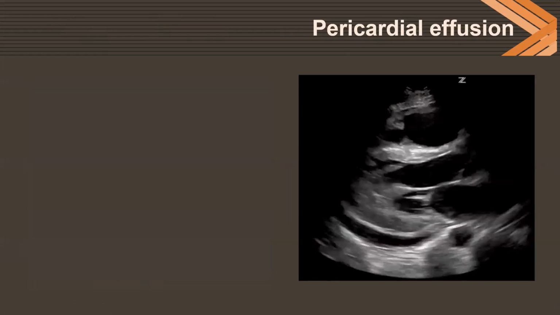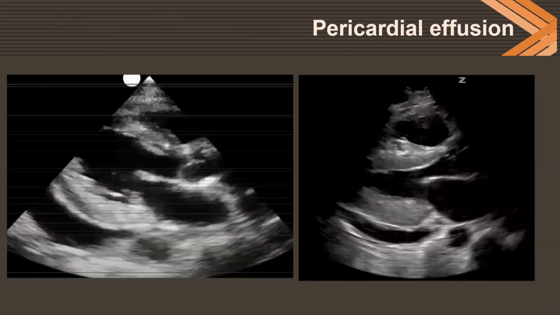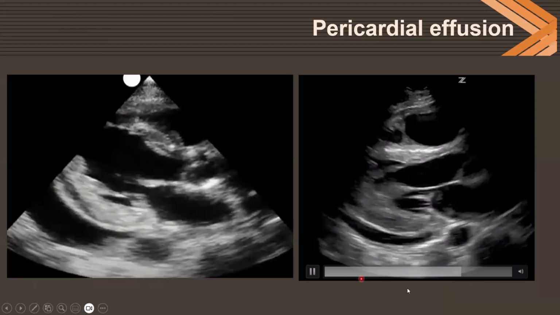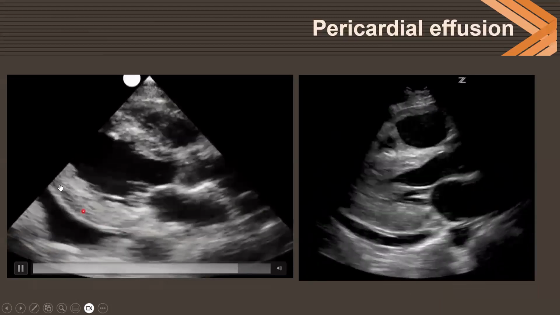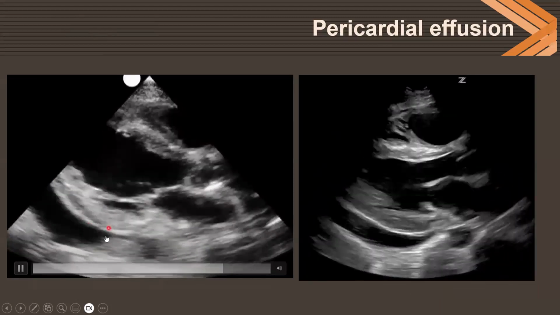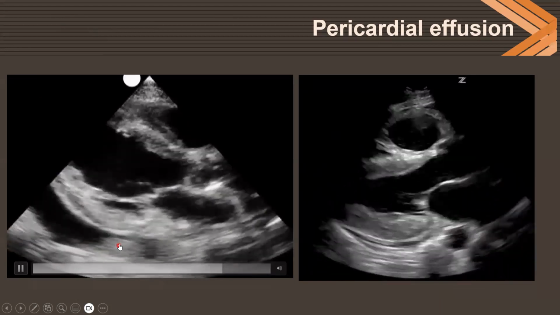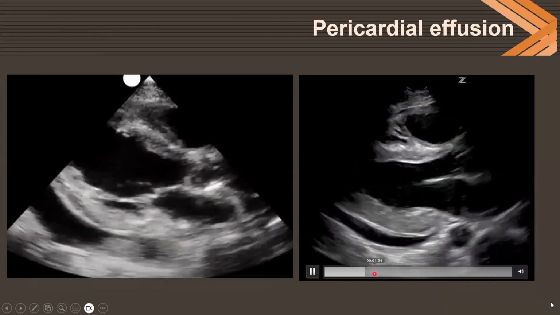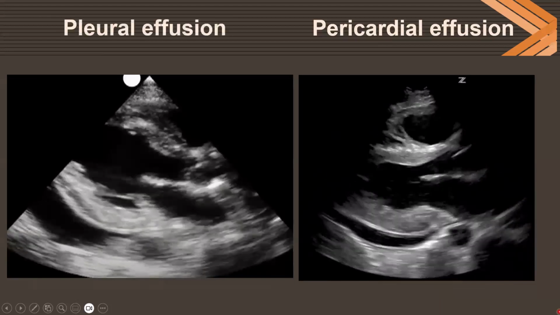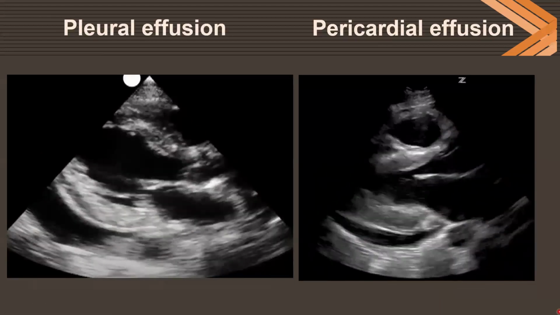Another example will be here, and you will find here the heart is weakly contracting. This is the white line we were discussing, and there is fluid accumulating, but beyond the white line, which resembles pleural effusion. Okay.